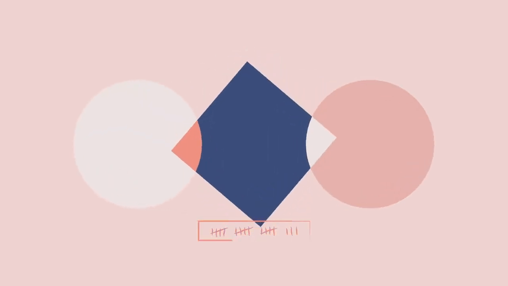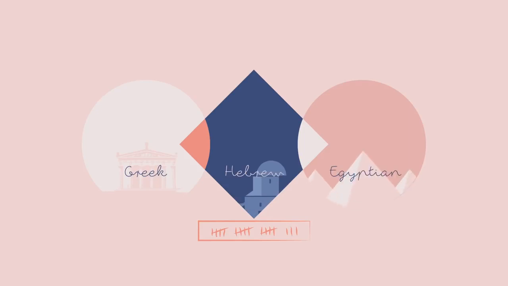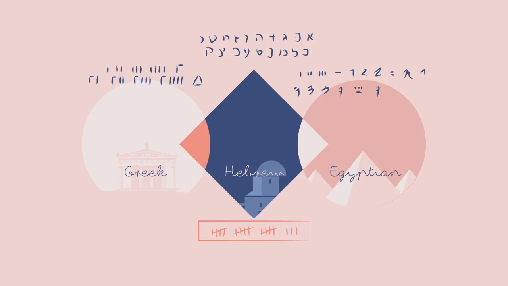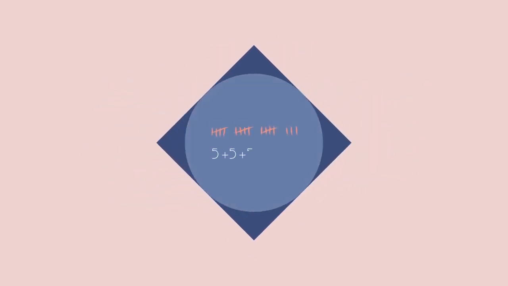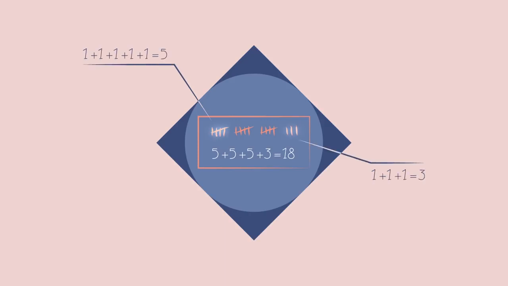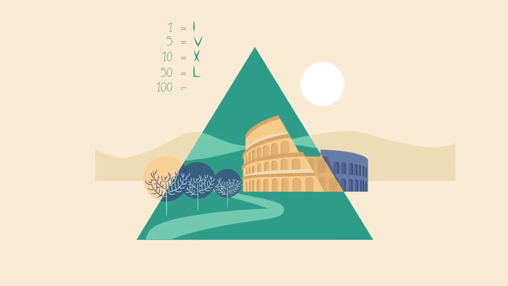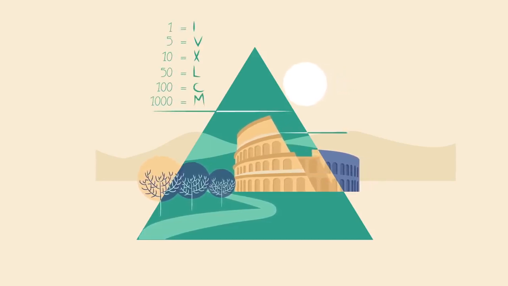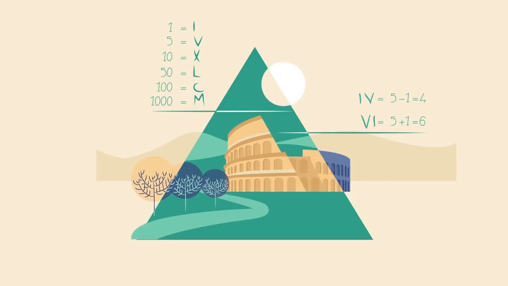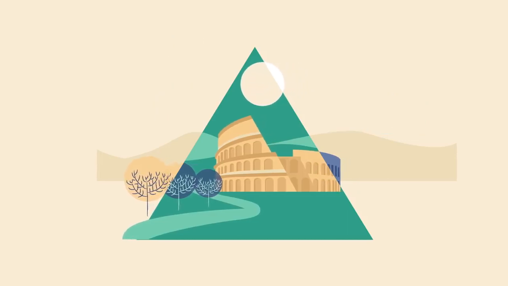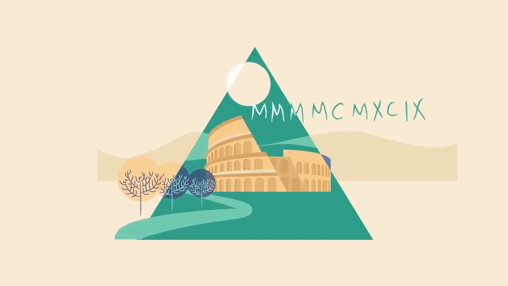Many of these systems, like Greek, Hebrew, and Egyptian numerals, were just extensions of tally marks, with new symbols added to represent larger magnitudes of value. Each symbol was repeated as many times as necessary, and all were added together. Roman numerals added another twist. If a numeral appeared before one with a higher value, it would be subtracted rather than added. But even with this innovation, it was still a cumbersome method for writing large numbers.